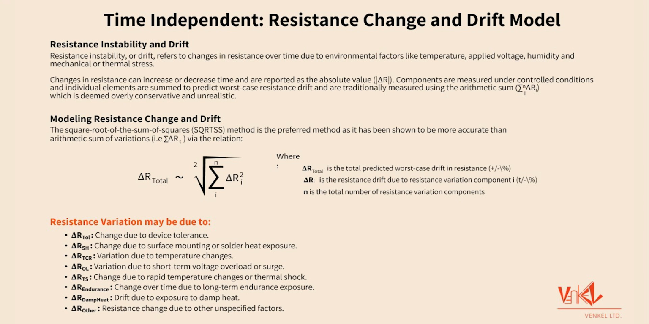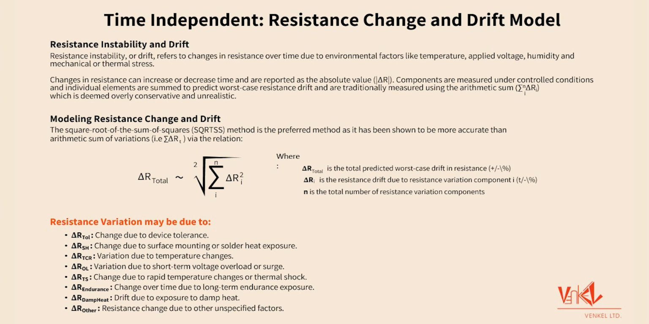While traditional approaches use the arithmetic sum of variations to estimate drift, this method often overestimates worst-case scenarios, leading to overly conservative assessments. A more accurate approach is the square root of the sum of squares, or SQRTSS method, which calculates the total resistance drift by combining individual variation components in a statistically meaningful way. This model offers a more realistic worst-case prediction, ensuring that the tolerance, thermal stress, and other factors contributing to resistance changes are properly accounted for without unnecessary overestimation.